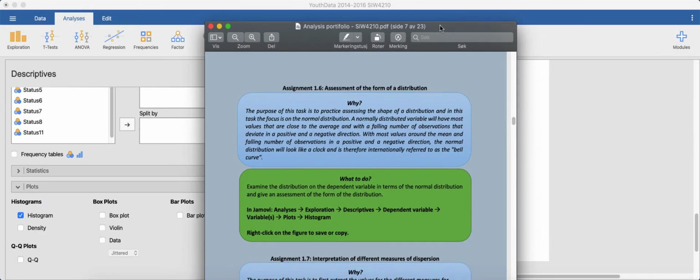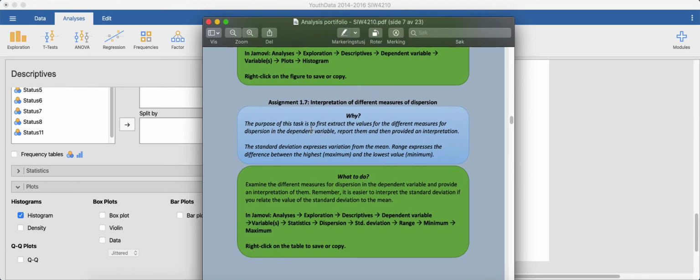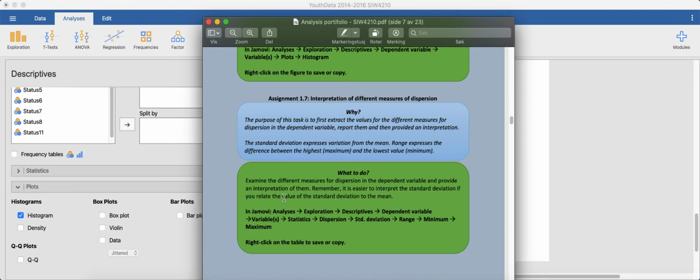So that's the formal distribution, and then assignment 1.7 is the interpretation of different measures of dispersion. The purpose of this task is to first extract the values for the different measures of dispersion in a dependent variable, report them, and provide an interpretation. The standard deviation expresses variation from the mean. A range expresses the difference between the highest value, the maximum, and the lowest value, the minimum. What to do? Examine the different measures of dispersion in the dependent variable and provide an interpretation of them.